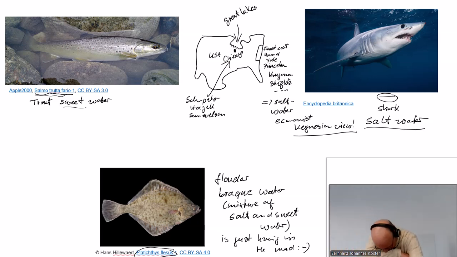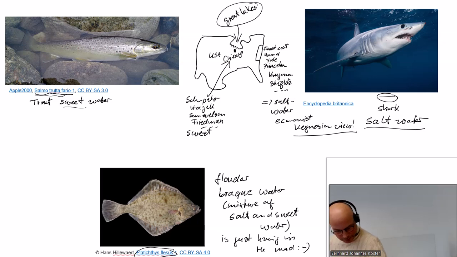Oh, sorry, Friedman. I've talked about him when we talked about quantity theory of money. And these are then, due to the Great Lakes, the sweetwater economists, and they have this neoclassical view.